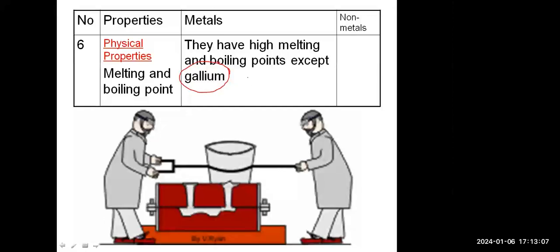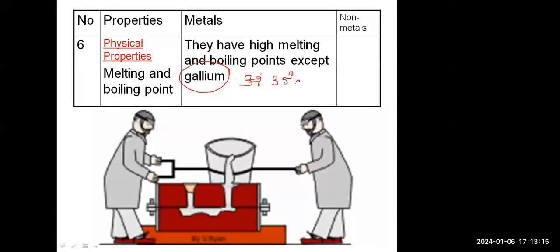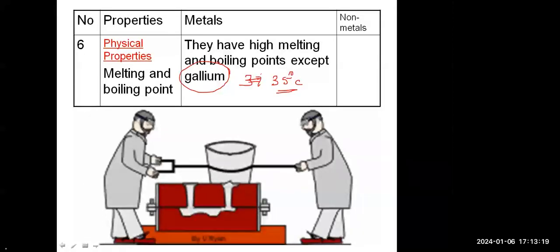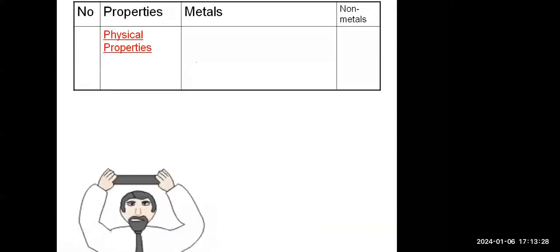Gallium is a metal which has a melting point of 35 degrees Celsius. 35 degrees Celsius is the melting point for gallium. So this is one exception. But otherwise all other metals have high melting and boiling points.